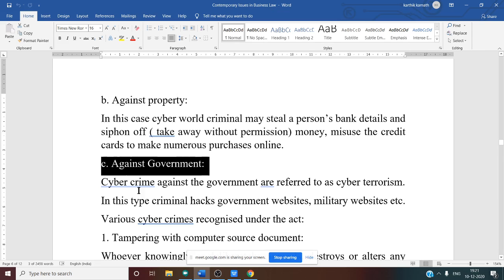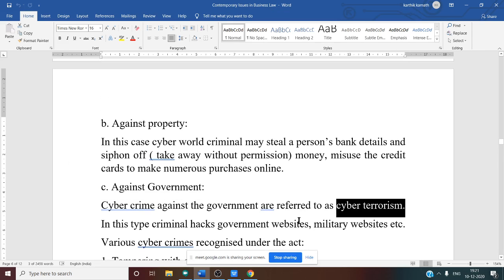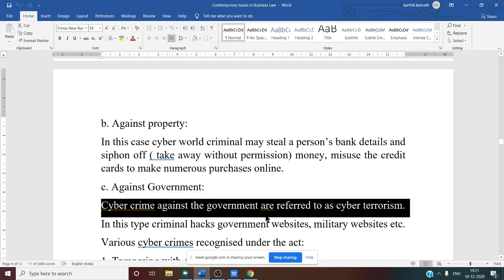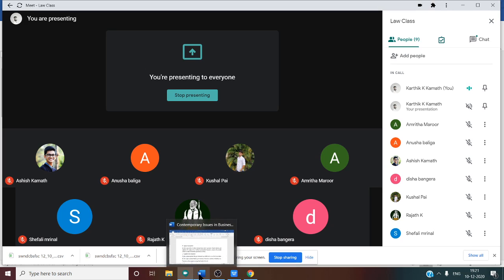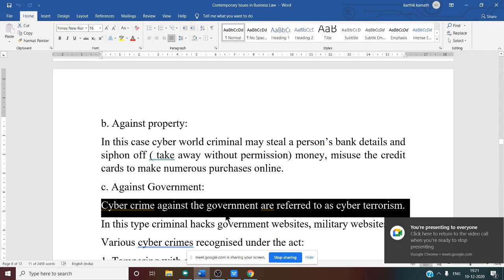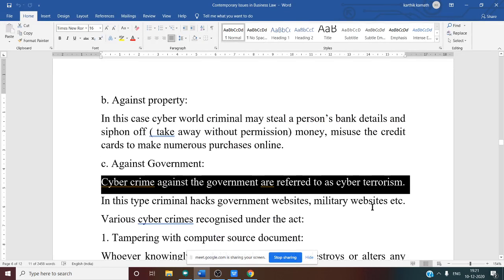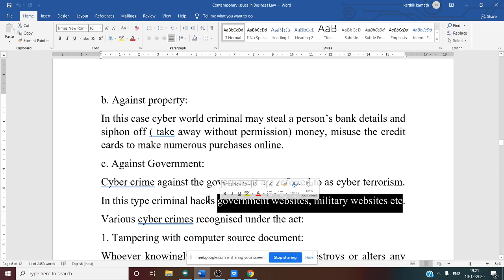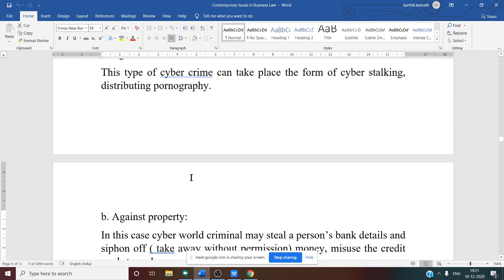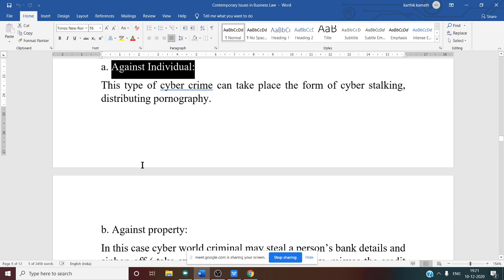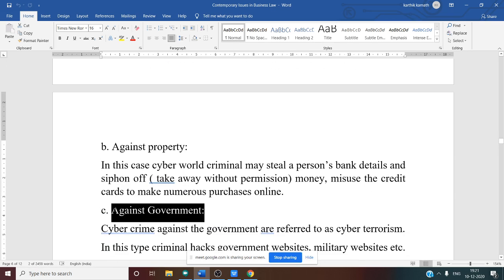Next, against government. How can this cyber crime take place against government? It is also known as cyber terrorism. Cyber terrorism means you are directly hacking a government website and you are proposing some anti-propaganda. In that case, you are committing cyber crime against government. It is treated as cyber terrorism. In this type, the criminal hacks government websites or military websites, etc. So there are basically three types: against individual, against property, and against government.